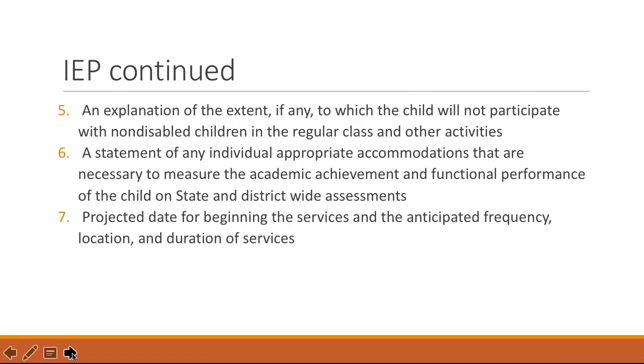In addition, an explanation of the extent, if any, to which the child will not participate with non-disabled children in the regular classroom should be stated. A statement of any individual appropriate accommodations that are necessary to measure the academic achievement and functional performance of the child on state and district-wide assessment should be included, and the projected date for beginning the services and the anticipated frequency, location, and duration of services should be included in the IEP.